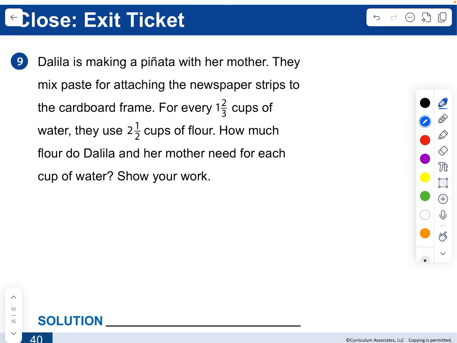And number 9. Delilah is making a piñata with her mother. They mix paste for attaching the newspaper strips to the cardboard frame. For every 1 2/3 cups of water, they use 2.5 cups of flour. How much flour do Delilah and her mother need for each cup of water? So we're looking for flour per cup of water. So flour is 2.5 per cup of water, 1 2/3. So just because the numbers come in a certain order in the problem does not mean that's the way we'll use them. Once again, read your words.